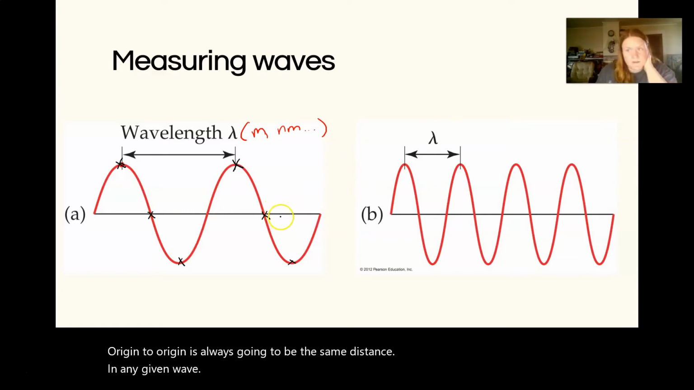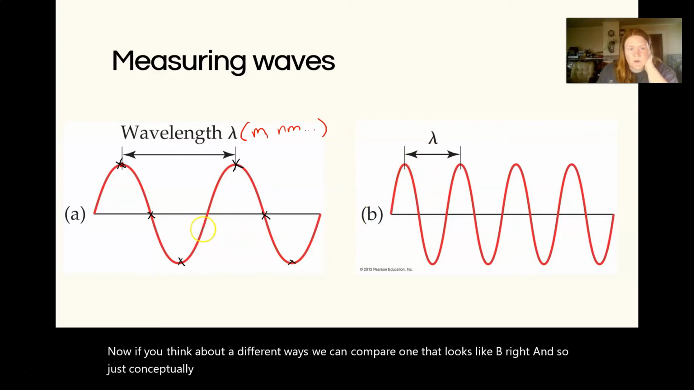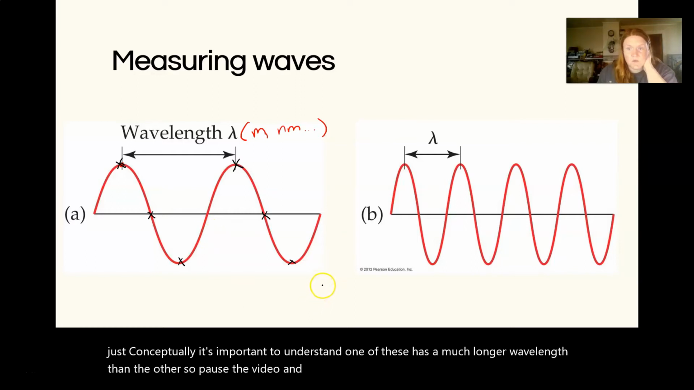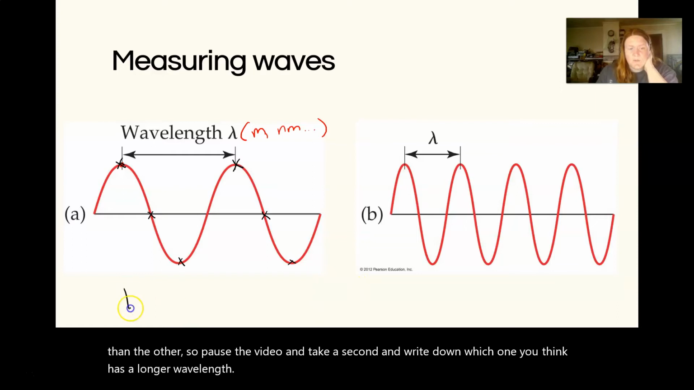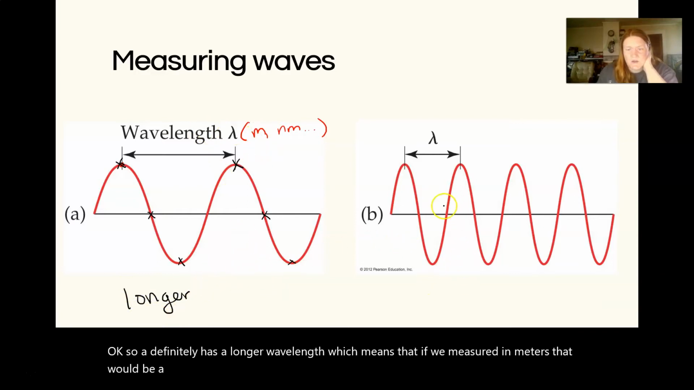Now, if you think about a different wave, we can compare one that looks like B, right? And so just conceptually, it's important to understand one of these has a much longer wavelength than the other. So pause the video and take a second and write down which one you think has a longer wavelength. Okay, yeah, so A definitely has a longer wavelength, which means that, if we measured in meters, there'd be a bigger number than B.